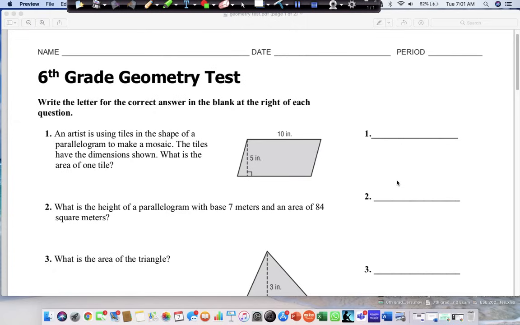We are doing the geometry study guide. I know I said test, but that was an error on my part. Sorry, it was our study guide. Okay, so let's go ahead and get started.